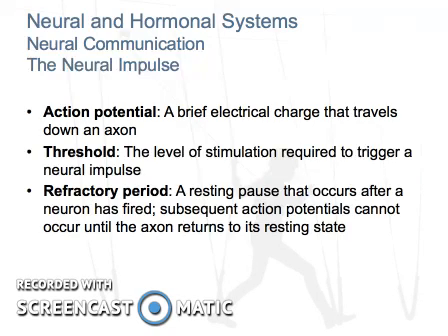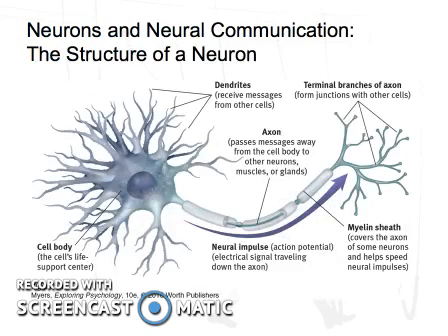Let's look at some definitions of some key terms regarding neurons and neural impulses or action potentials. So an action potential is a brief electrical charge that travels down the axon, right? We talked about that in the other video, that the neural impulse or the action potential goes down the axon.